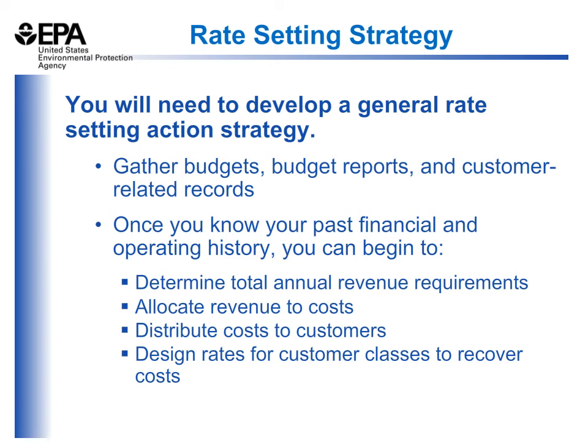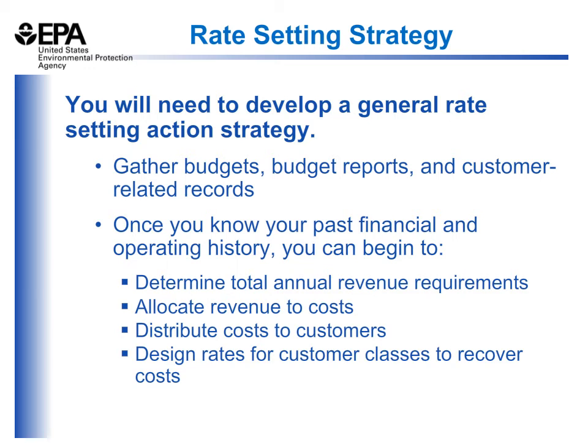So what do you do first? Well, the first thing to do when setting up a rate is develop a general rate setting action strategy. And how do you do that? You want to gather your budgets that you've established historically, budget reports, customer related records, any relevant record that will help you set up a rate. And once you've gathered or organized this historic financial information and operating history, you can start to establish a rate.